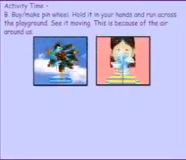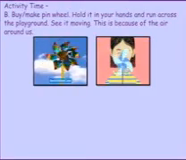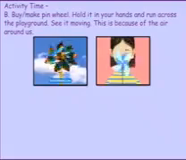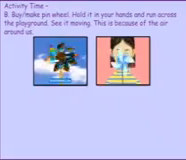Here is one more, a very exciting activity for you all. Buy or make a pinwheel. Hold it in your hands and run across the playground. See, it is moving. This is because of the air around us. You can do this activity. It is really very fun.